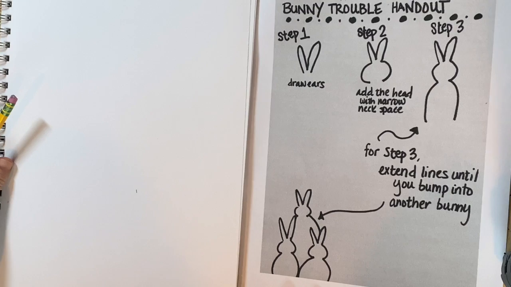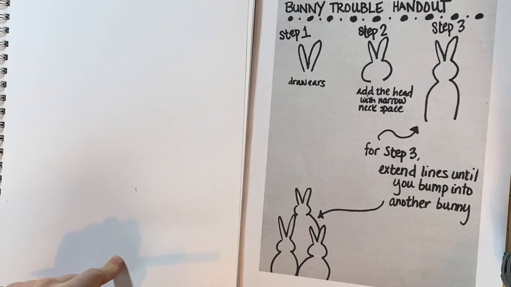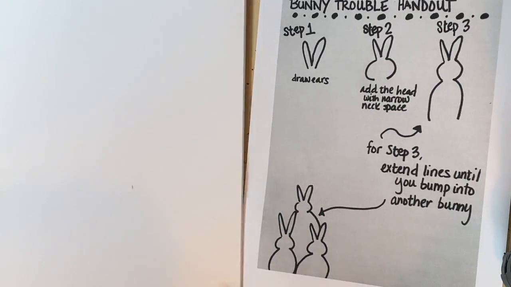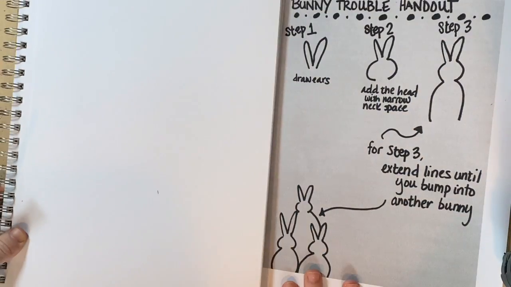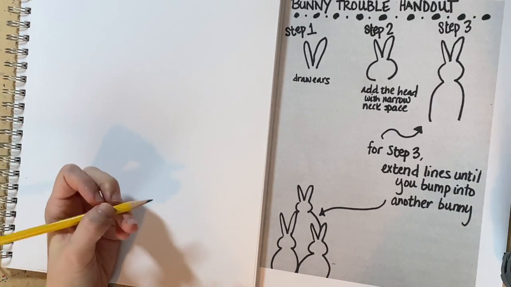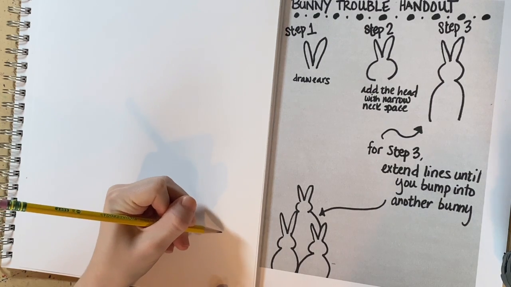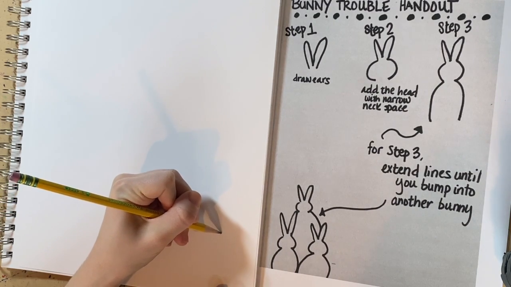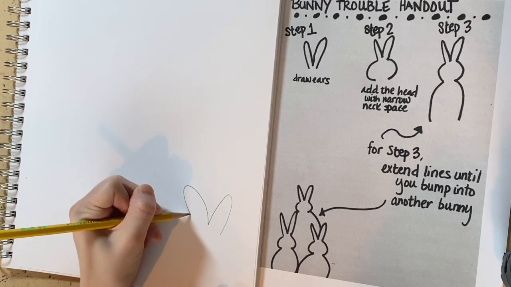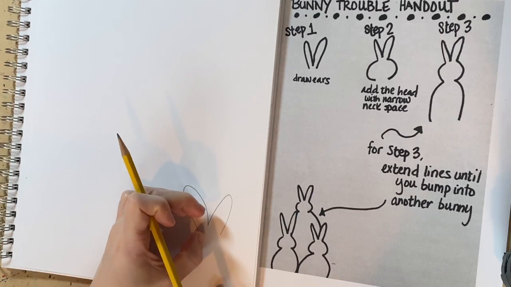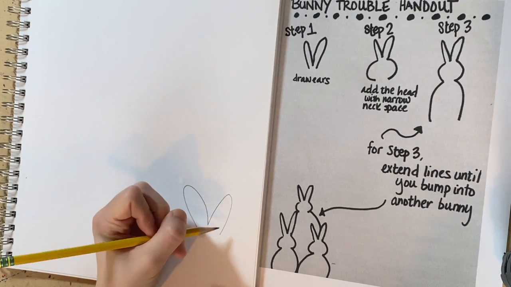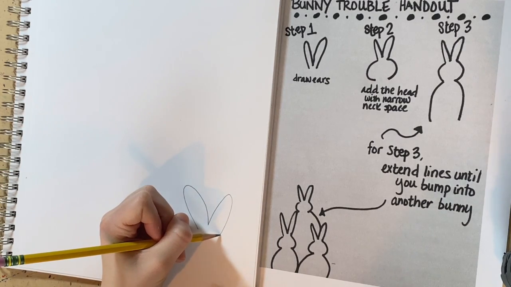We're going to create 3 bunnies on the bottom, 4 bunnies in the middle, so it's going to be different values. Different bunnies are going to be different color values. So step 1, draw the ears. And the ears are shaped open with 2 open ovals or curved lines.